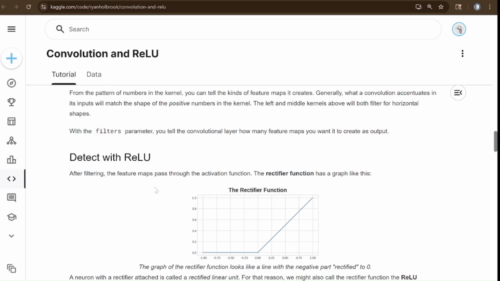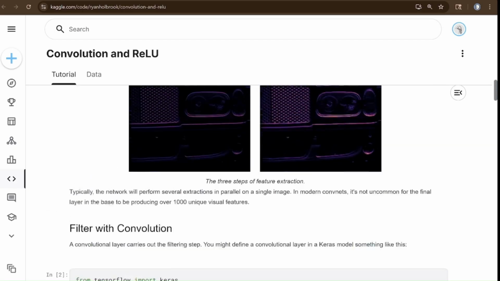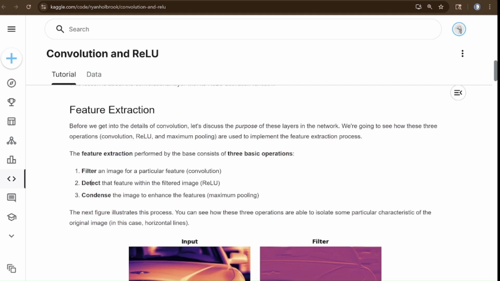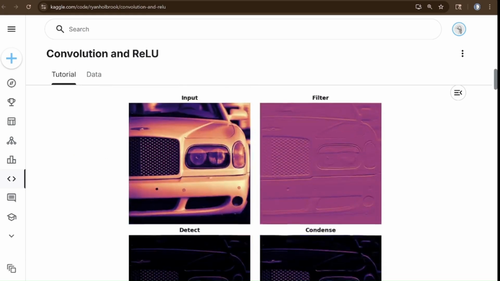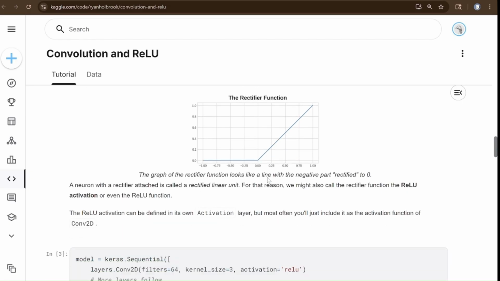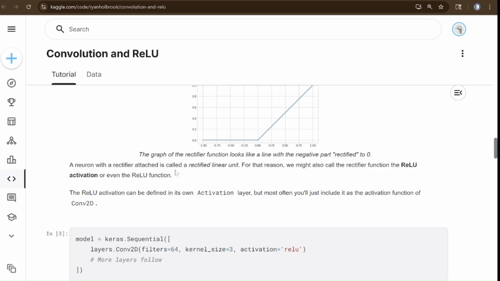Now, detect with ReLU. As of now we have completed this part: filter an image for a particular feature. Clear? Now let's move to the detect part. That is done using the ReLU activation function. After filtering, these feature maps pass through an activation function. The rectifier function has a graph like this one. This is the ReLU function graph. A neuron with a rectifier attached is called a rectified linear unit. This is the full form of ReLU. For that reason, we might also call the rectifier the ReLU function.